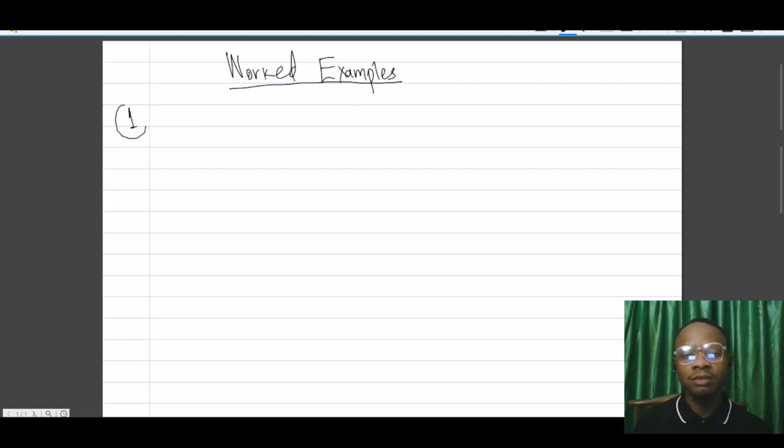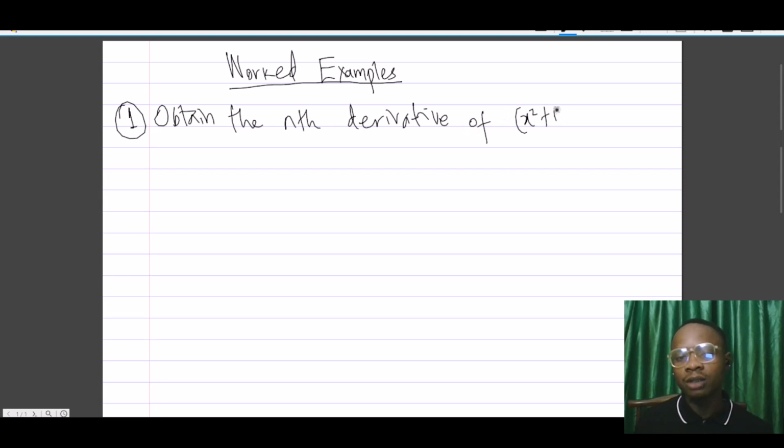So let's look at this problem. First, it says obtain the nth derivative of x squared plus 1 e to the power of 2x with respect to x. So that's what we have here.